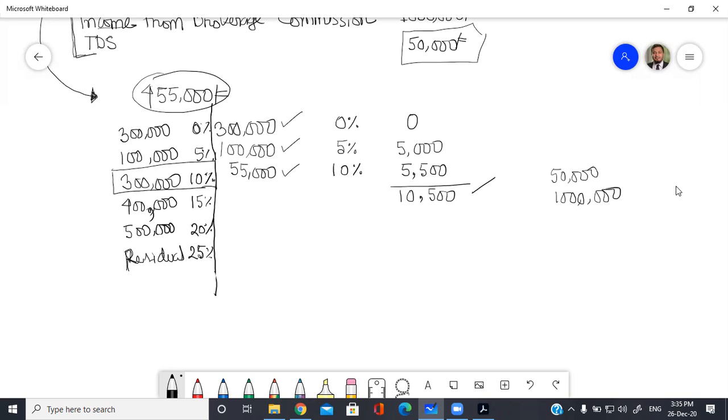We have used how much of this 300,000? 55,000. Out of this 300,000, how much have we used? 55,000, sir. So how much is remaining in this slab? Sir, 245,000. If we take 10% here, it is 24,500. Yes, sir. Okay.